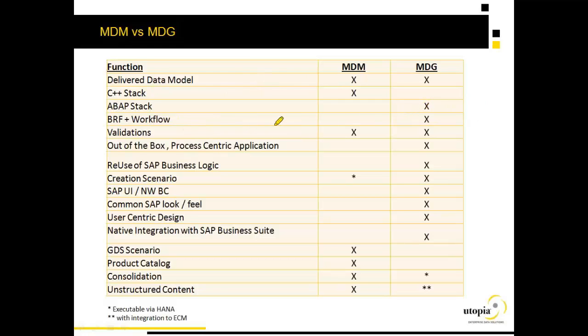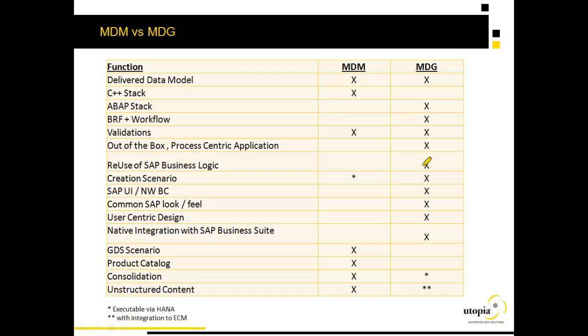There's a workflow component within MDM which is Visio-based, and you can also integrate with BPM, but that's another technology. MDG gives you the business rules framework plus workflow solution. And this supports your validations, an out-of-the-box process-centric application for the creation of master data, the reuse of SAP business logic within MDG for data maintenance and uploads. You do have a creation scenario, a central master data create scenario in SAP MDM, and there's a number of customers out there probably on this line that are using that today.